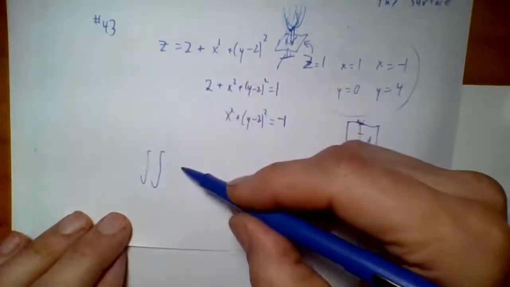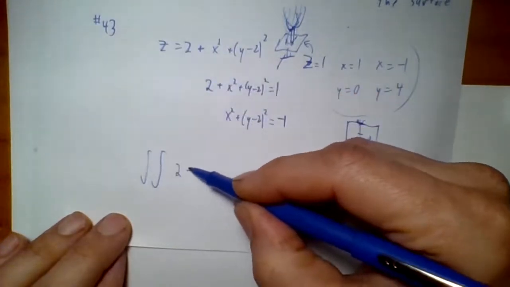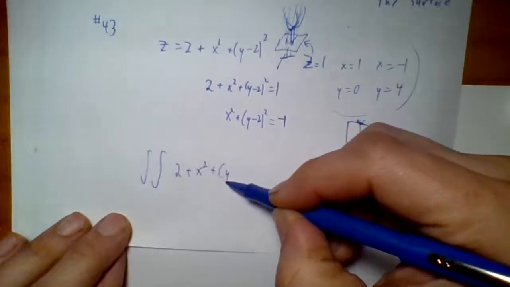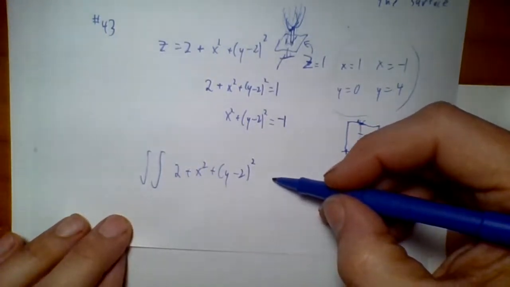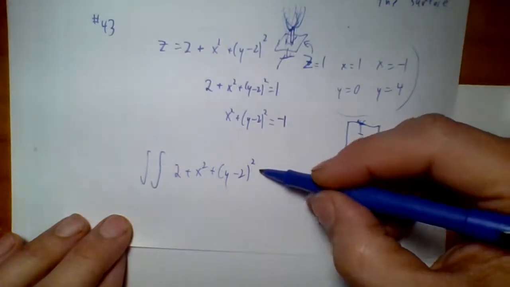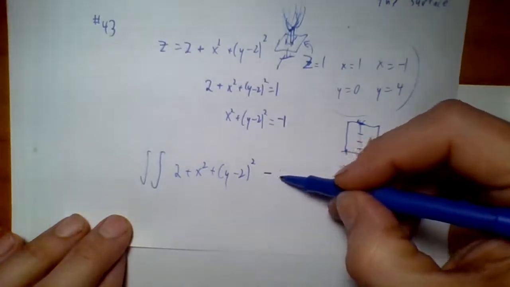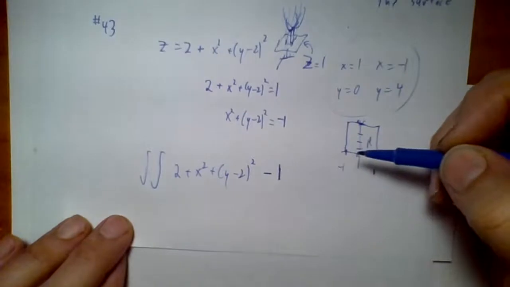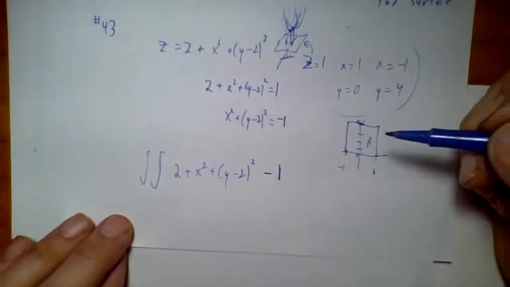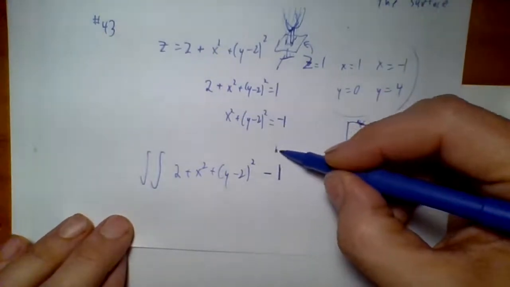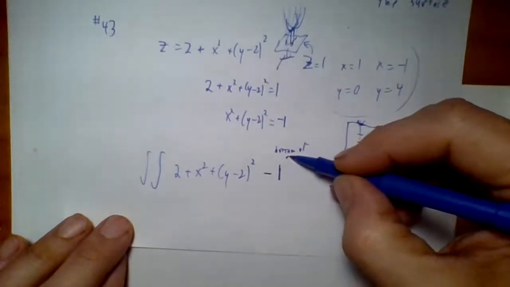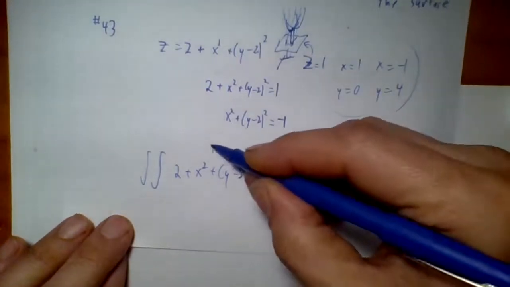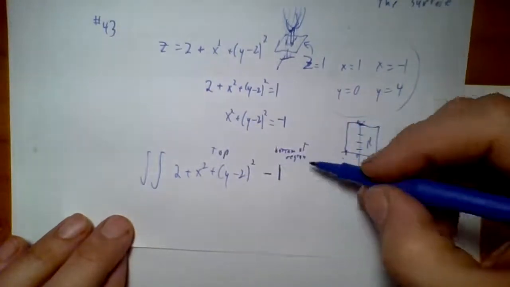Put my z in here, my function in here. It's that function minus 1 that I want to integrate to get the volume above that plane. So this is the volume of the region. Top minus bottom is what's going on.